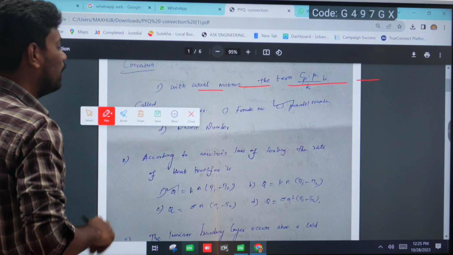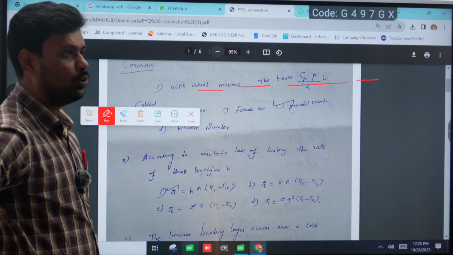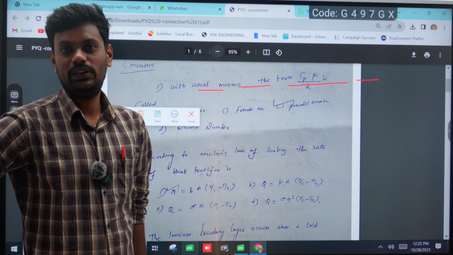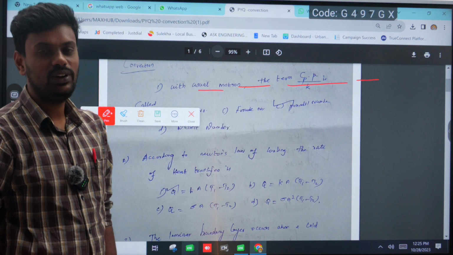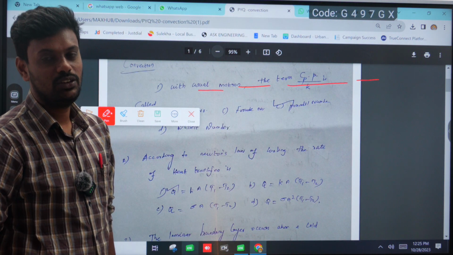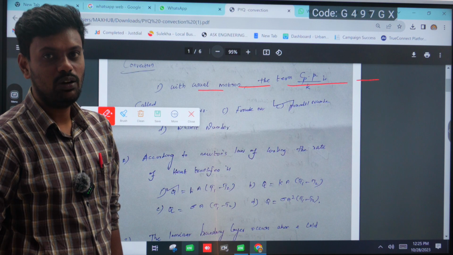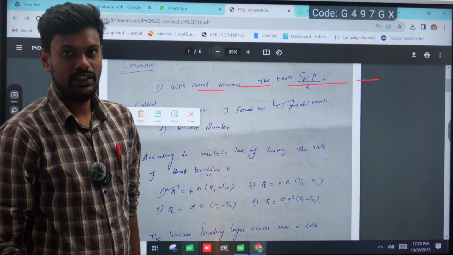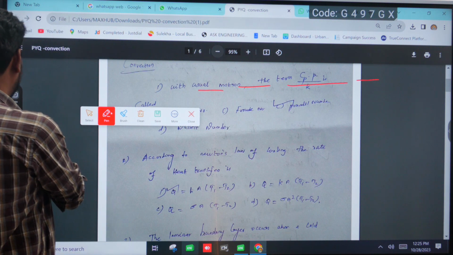Right. Now according to Newton's law of cooling, the rate of heat transfer is, so what is the Newton's law of cooling we studied? Q is equal to HA into delta T. So here so many options are there. If you know very well the formula for convection, one governing law we have seen. What is the governing law for convection? Newton's law of cooling, which is Q is equal to HA into delta T, H into A into T1 minus T2, right? Next.